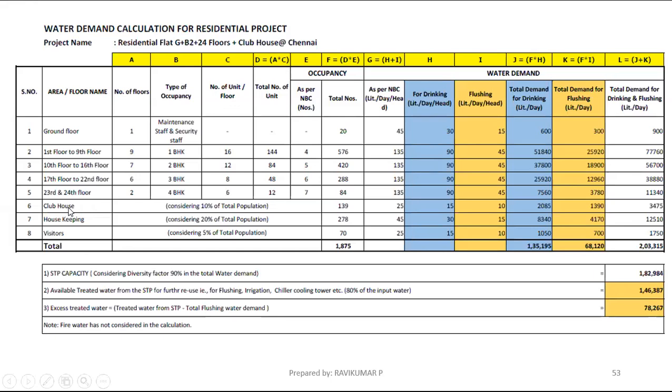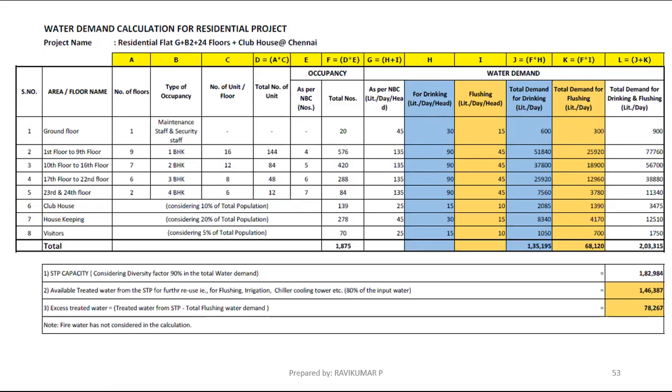For the clubhouse, how to consider the population? For the clubhouse, you have to consider a minimum of 10% of the total population. You have to multiply these populations, so you have calculated 20, 576, 420, 288, 84. Totally, you have to count, then from the total count, get 10% for the clubhouse occupancy. 139 people are going to occupy the clubhouse.